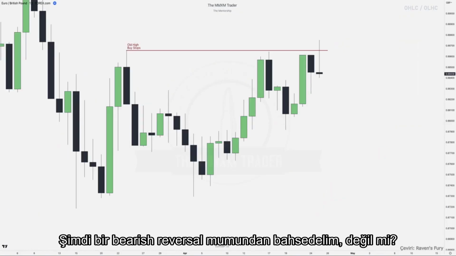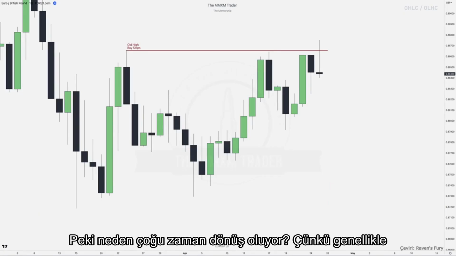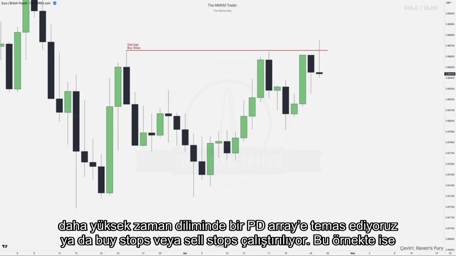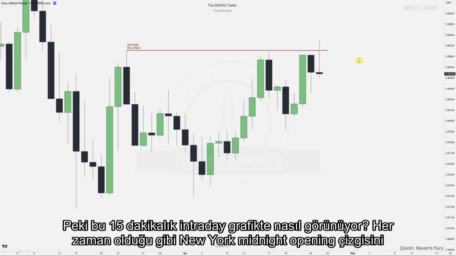Now let's talk about a bearish reversal candle, right? So why does it reverse? Most of the time we hit a higher time frame PD array or we run buy stops or sell stops, right? So in this occasion, we've got these buy stops up here being ran, and then we see this longer wick down and closing the day out bearish.